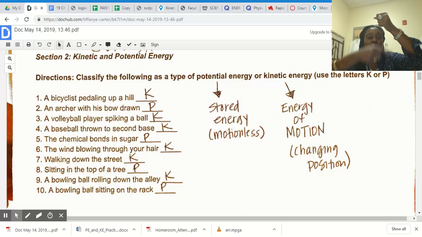So I have potential energy. Okay. Number 9, a bowling ball rolling down the alley. If it is rolling, it is moving. And if it is moving, it has kinetic energy.